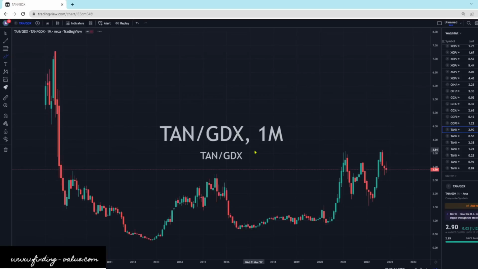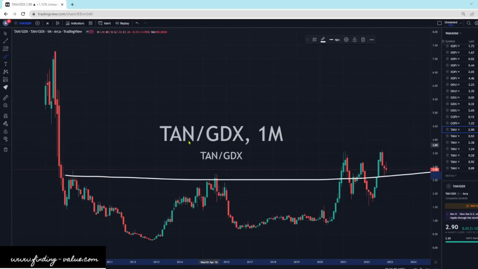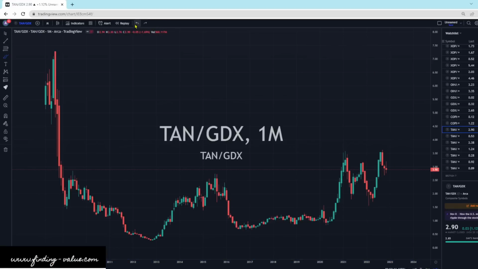And I threw in TAN as well. We could look at TAN. TAN versus GDX. Basically, TAN is so volatile, it overpowers GDX's pattern almost. So this looks good for a potential move for TAN, but it's basically fairly valued given what it looks like.